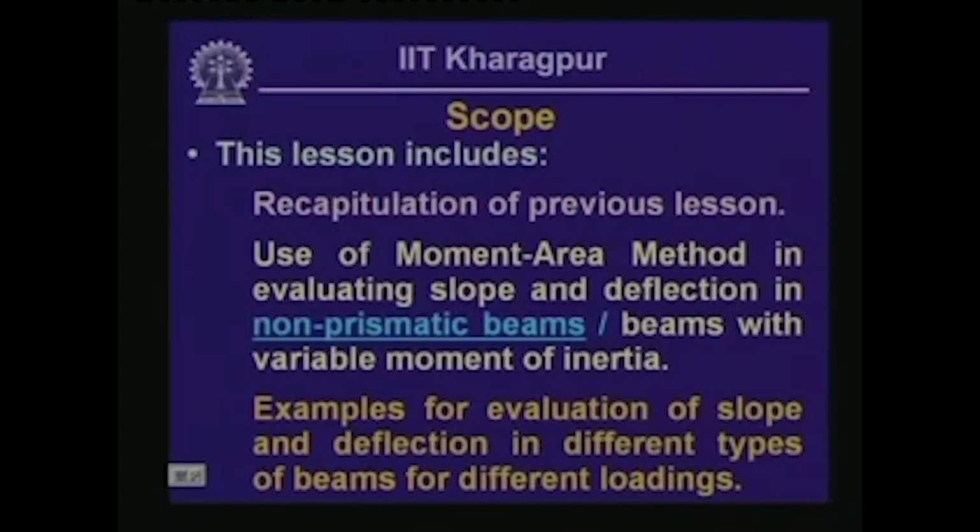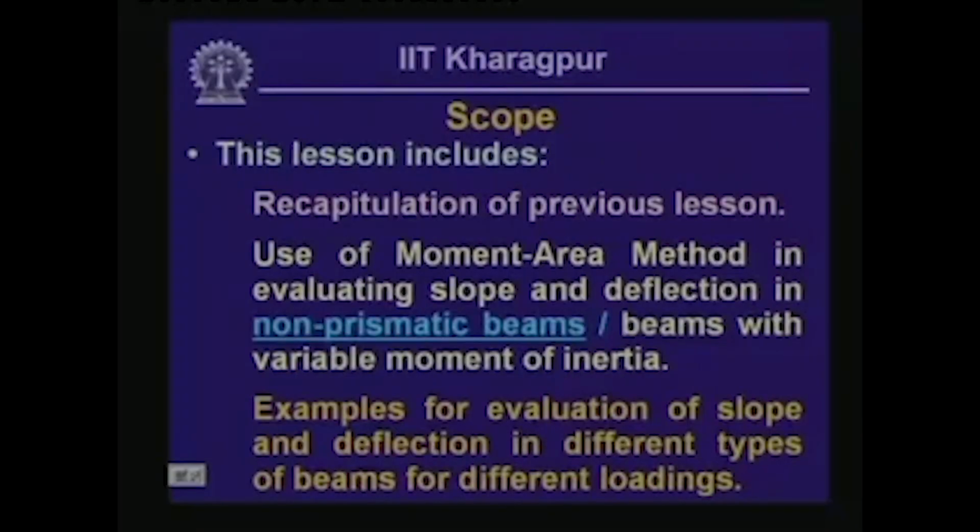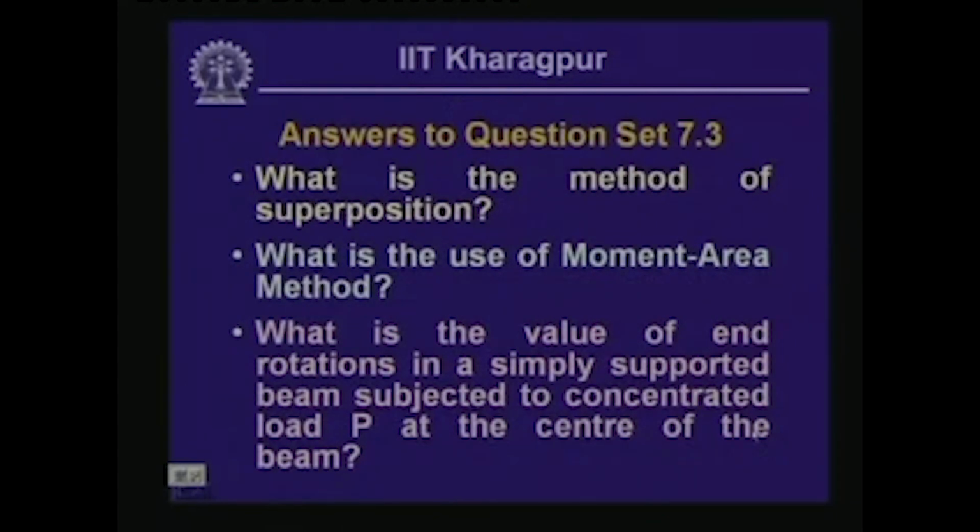The scope of this particular lesson includes the recapitulation of previous lesson, and we will be doing that through the question answer sessions. We will be answering the questions which were posed last time, and thereby we will recapitulate the previous lesson. Use of moment area method in evaluating slope and deflection in non-prismatic beams or beams with variable moment of inertia. Also, this lesson includes the examples for evaluation of slope and deflection in different types of beams for different loadings. Well, let us look into the answers of the questions which were posed last time.